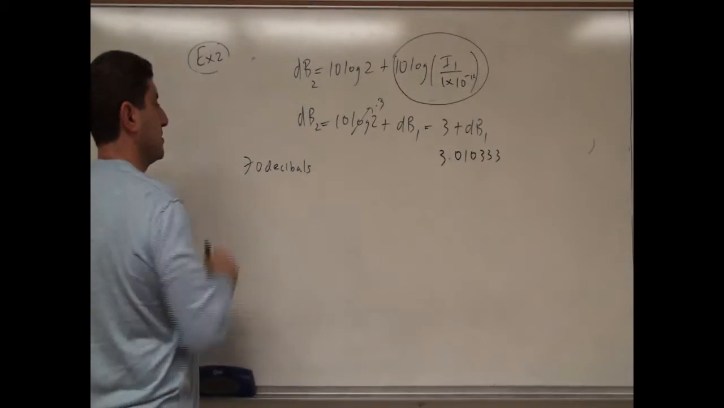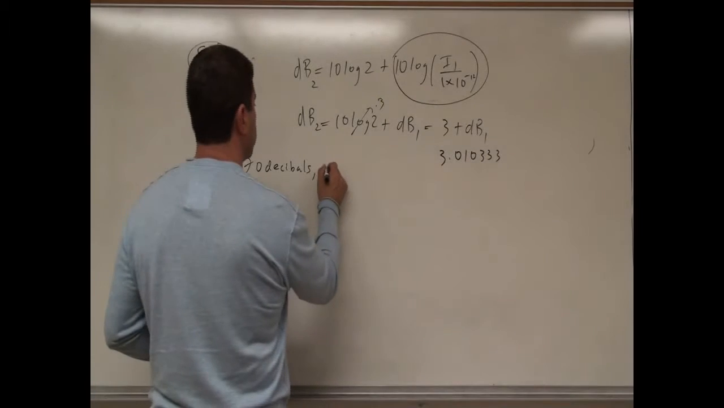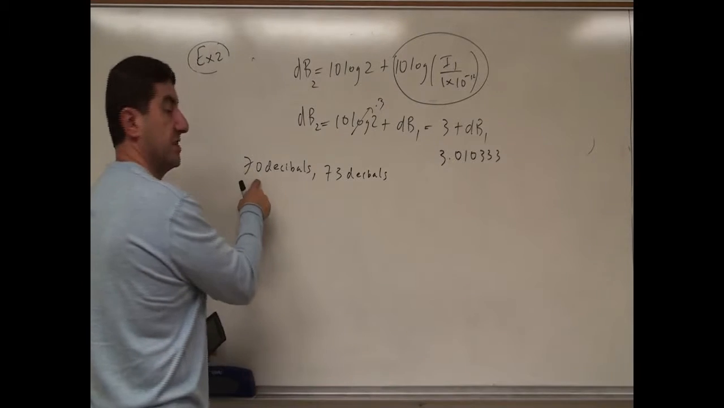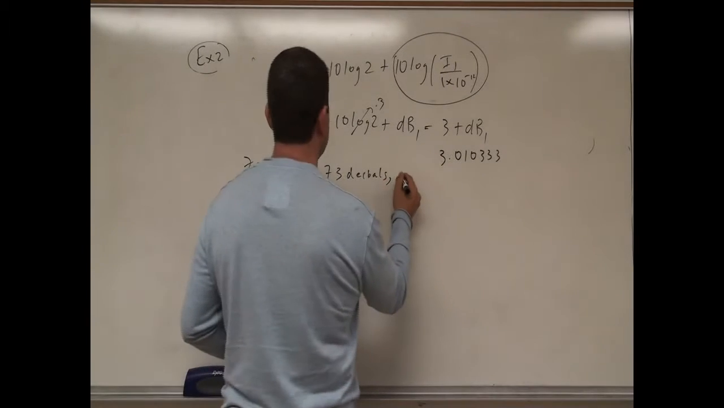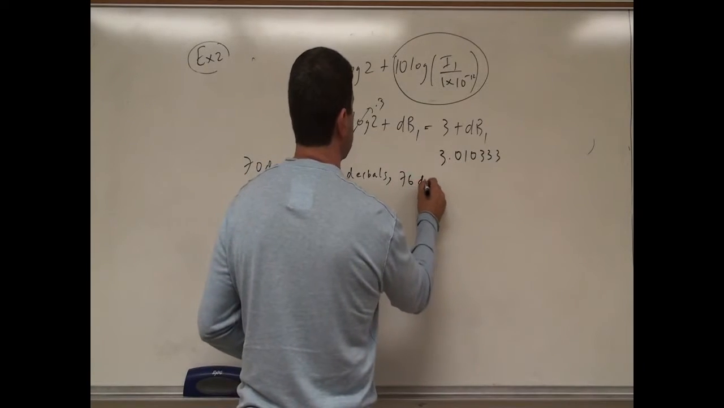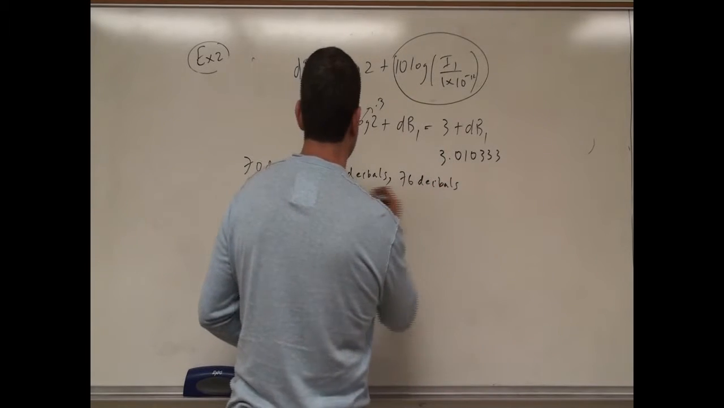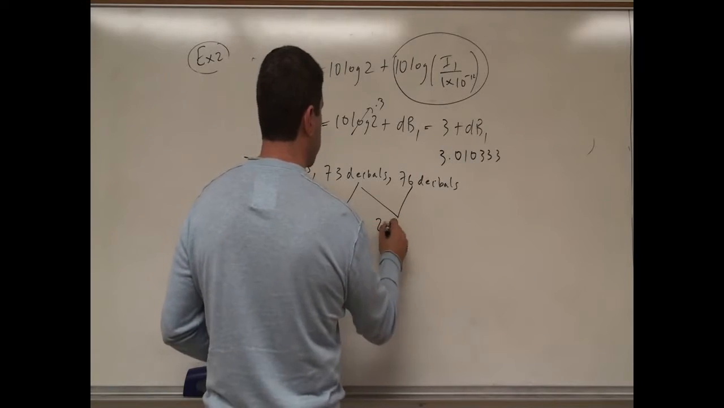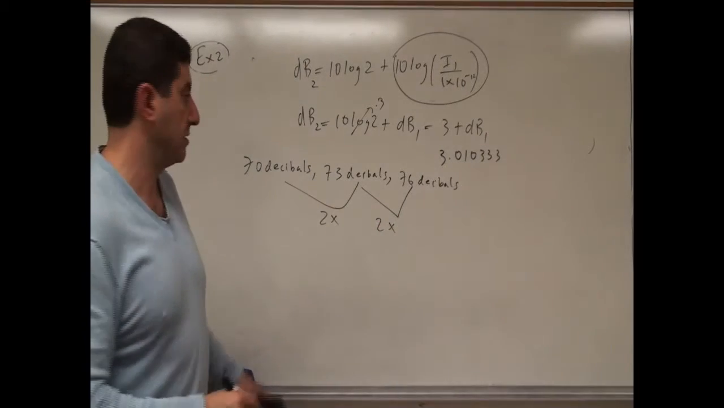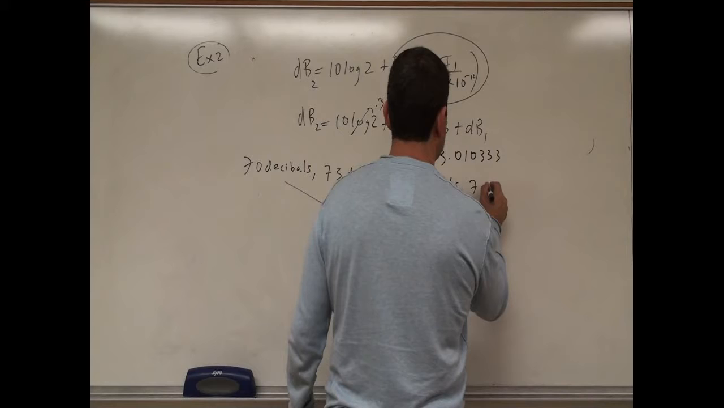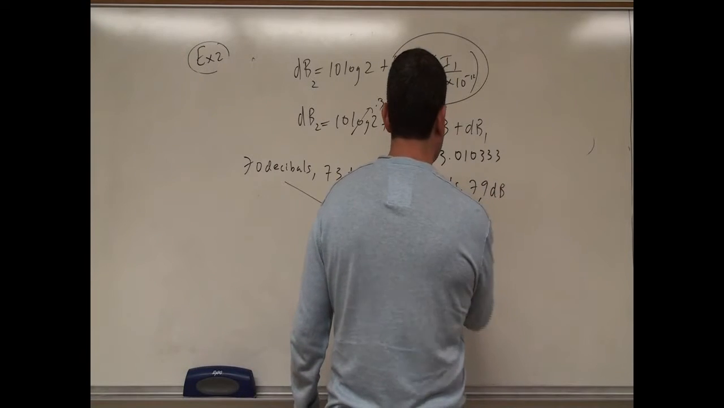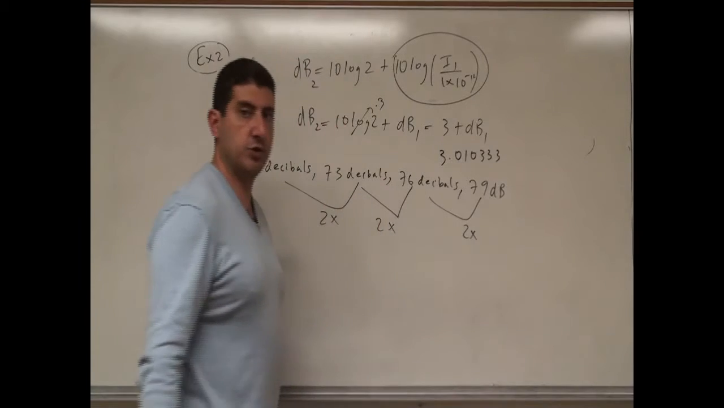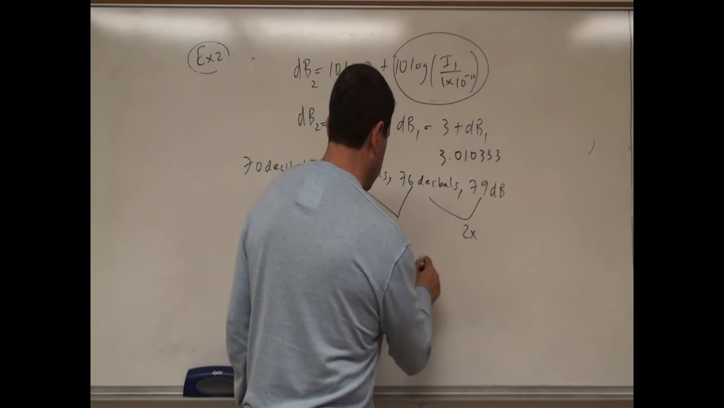So if a certain sound source is 70 decibels and then another sound source is 73 decibels, this is twice as intense as that, right? And then if this is 76 decibels, so this is twice as intense as that. 76 is twice as intense as 73, and then 79 will be twice as intense. So what is that? 2 times 2 times 2 gives you 8, right?